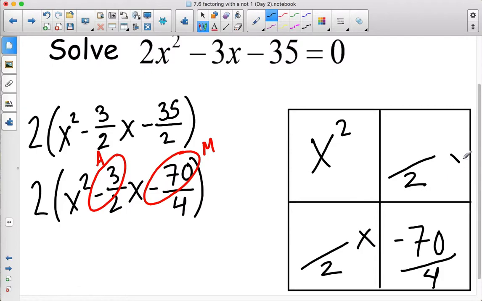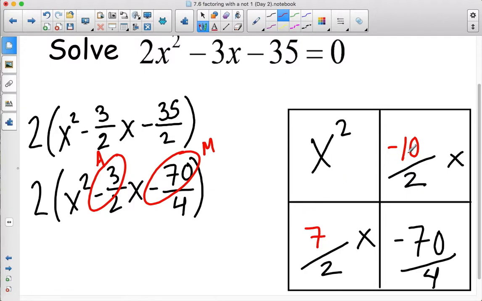And then my goal is to find 2 numbers that multiply to be negative 70 and add up to be negative 3, because I've already taken care of the halves and the halves making fourths bit. So 2 numbers that multiply to be negative 70 and add up to be negative 3, I believe, are going to be probably negative 10 and positive 7.